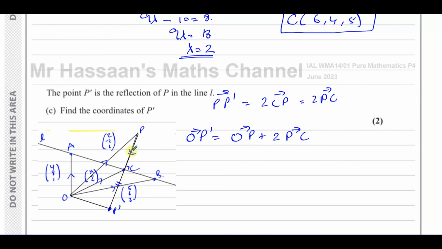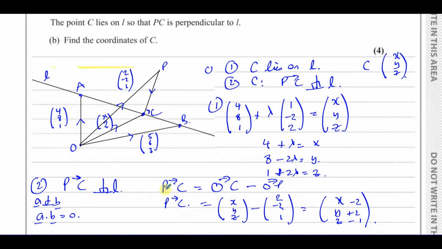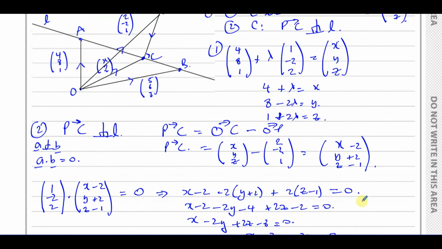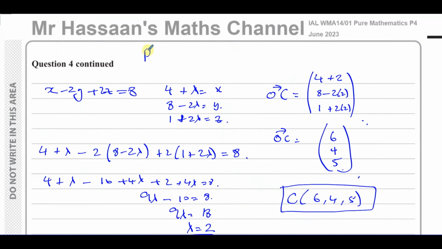We already used P to C. Now, what was P to C? I don't think we finished finding out what it was. We didn't need to find exactly what it was, we just needed to know that it was perpendicular. So let me just write down what P to C actually is. We worked it out over here. P to C was x minus 1, y plus 2, and z minus 1.